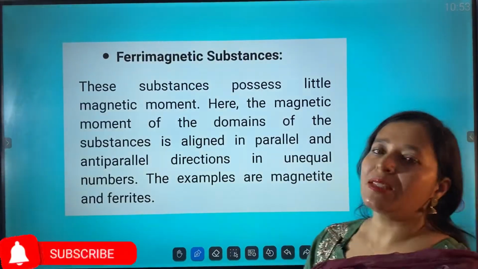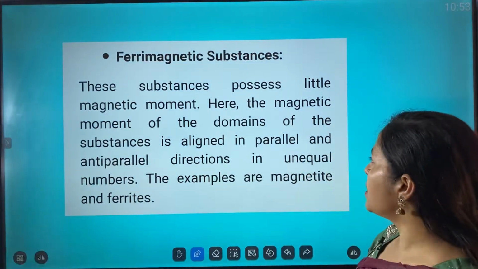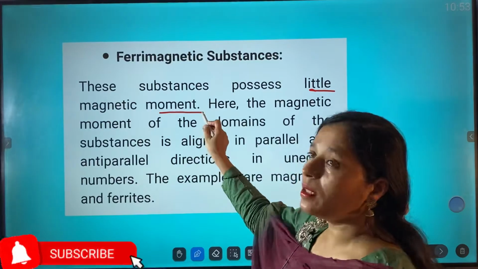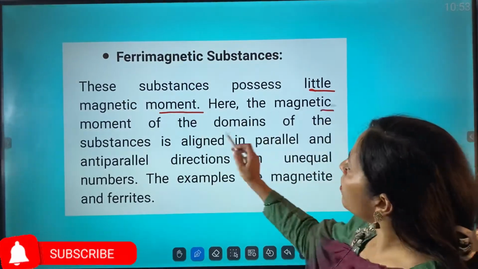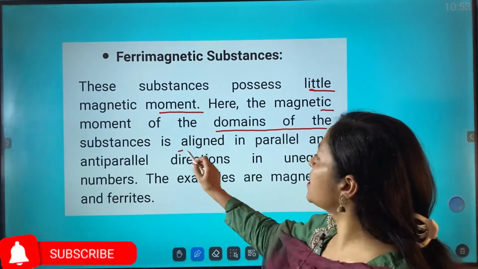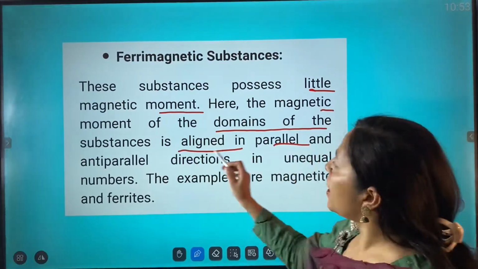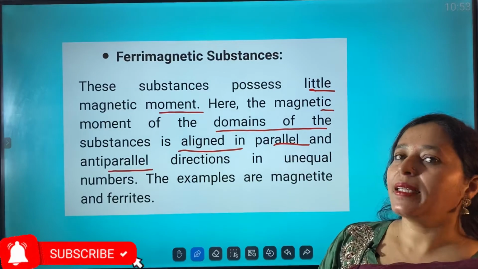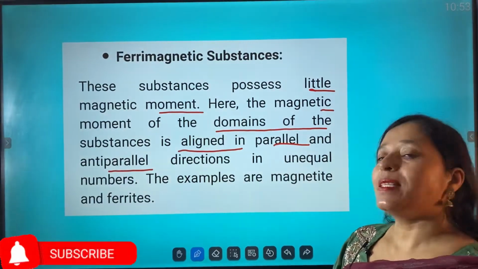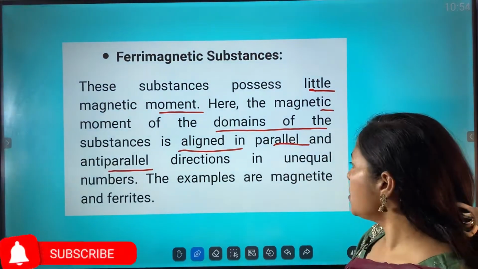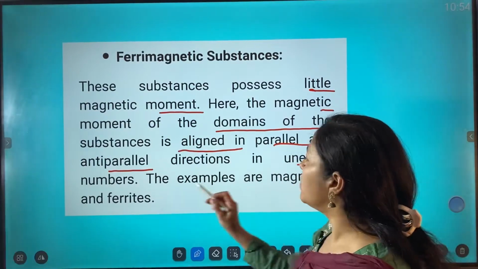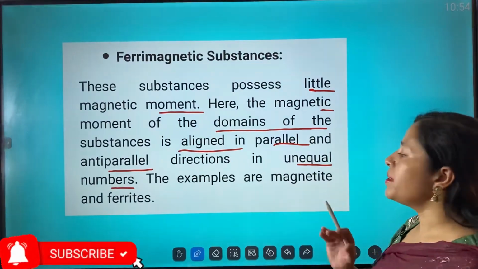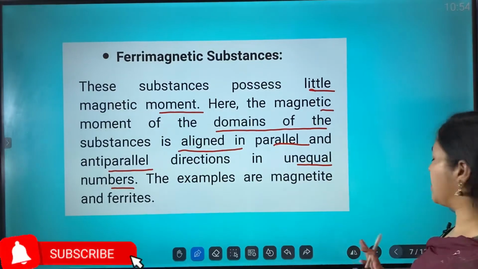The next one is ferrimagnetic substances. They possess a little magnetic moment, not more but little. The magnetic moments of the domains of these substances are aligned in parallel and anti-parallel directions, and they are present in unequal numbers. Examples are magnetite and ferrites.